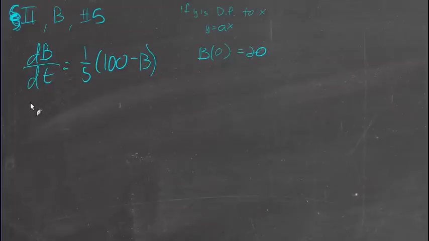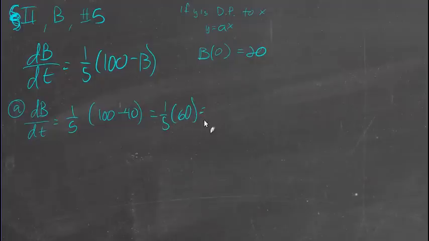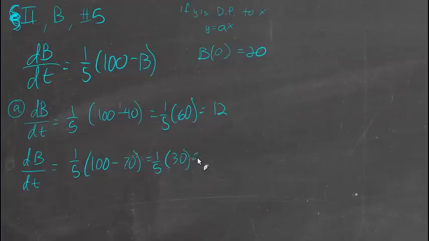In part A, it's asking us, is it growing faster when the weight is 40 grams or when it's 70? Well, since they give us the weight, we can find out how fast it's growing at each. The rate at which it's growing at 40 grams is equal to 100 minus 40 times 1/5. That'd be 1/5 times 60, which is 12. And we could do it again for 70. dB dT at 70 would be 1/5 times 100 minus 70, that would be 1/5 times 30, and that would just be 6.